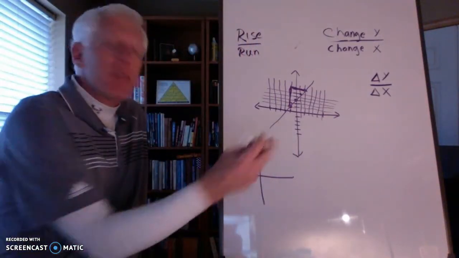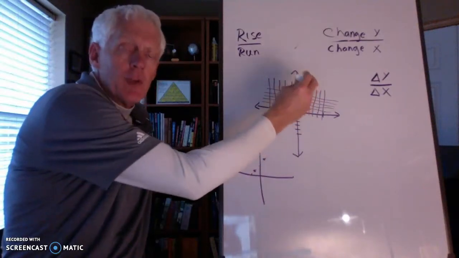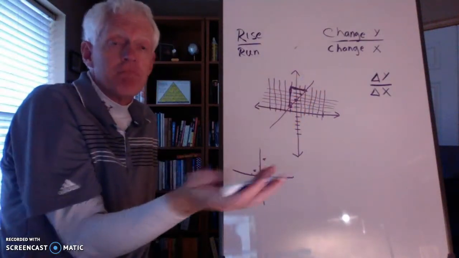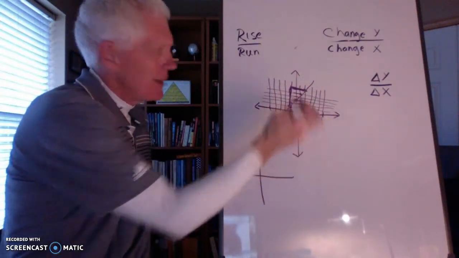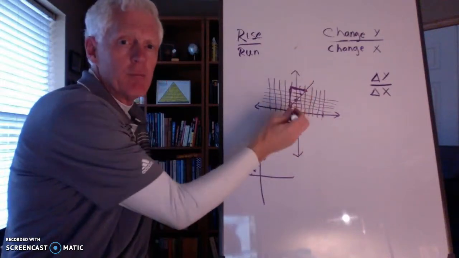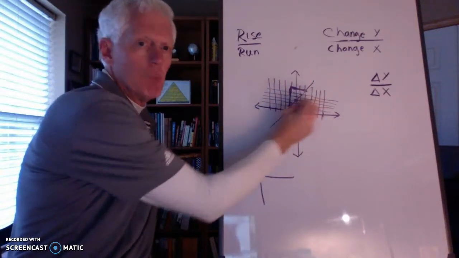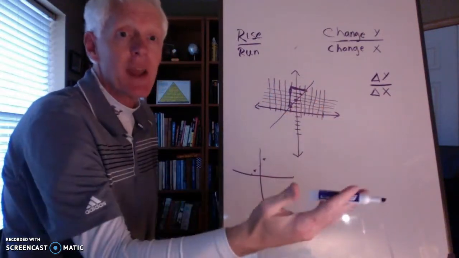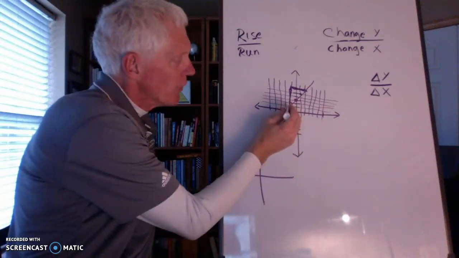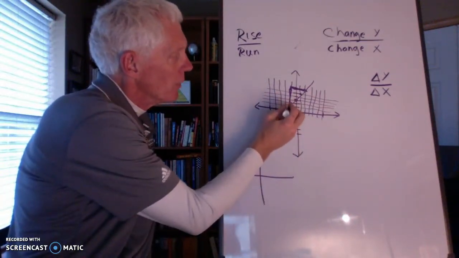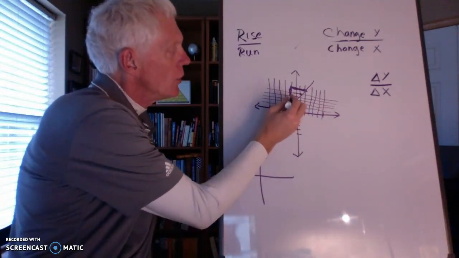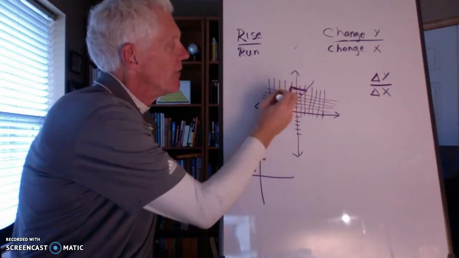So now once you have that, once you count up and over, make sure it's a straight line, you just count how far it is. Obviously, well, kind of obviously, this is the rise up and down. That is the run over and across. You just count. And when I count, I go from this point up, 1, 2, 3, 4, 5. I get 5.